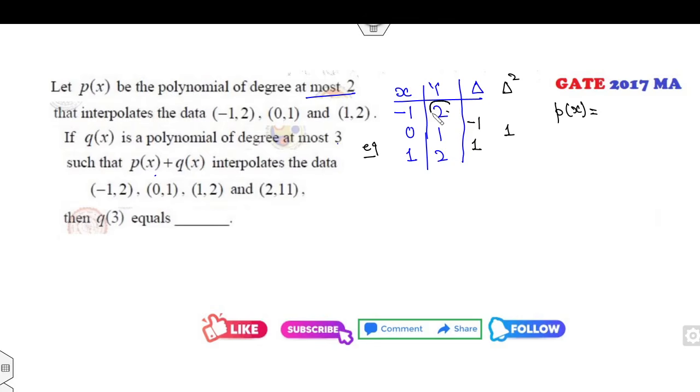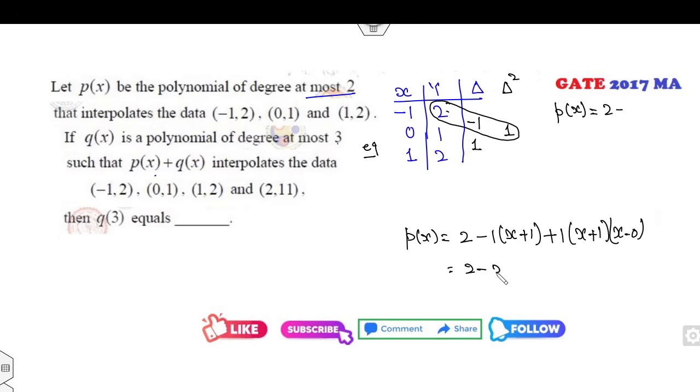I can take it as the first pair. Fine. So it is 2. I can write here. P of x will be 2 minus 1 of x plus 1, and plus 1 of x plus 1 into x minus 0. So that will be 2 minus x minus 1 plus x square plus x. That will be x square plus 1. So that polynomial I have obtained as p of x.